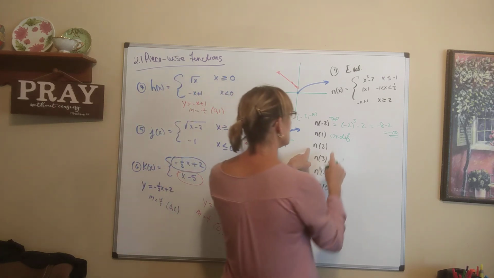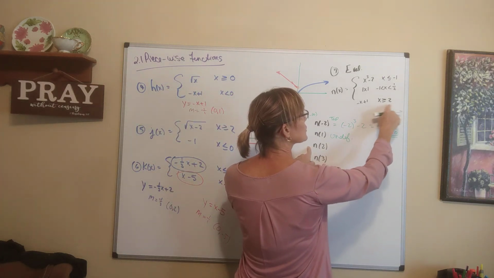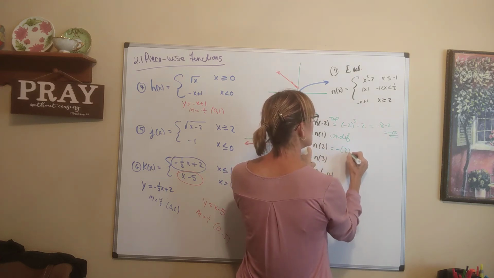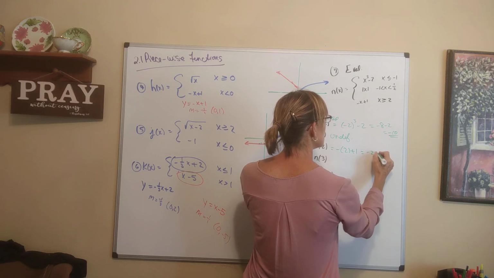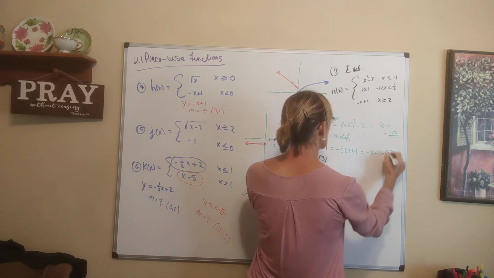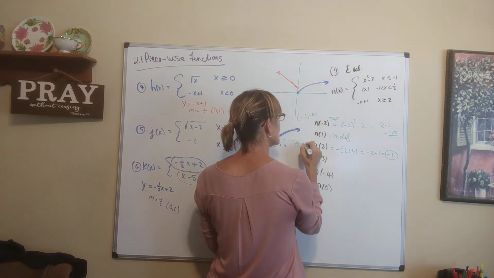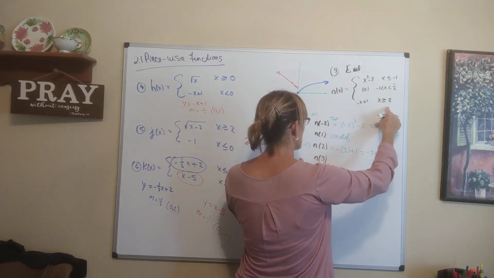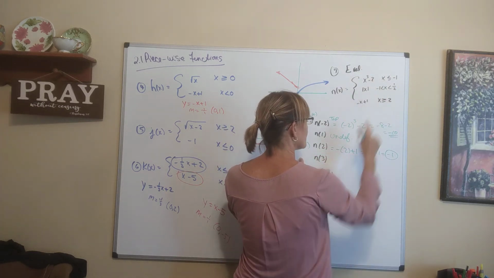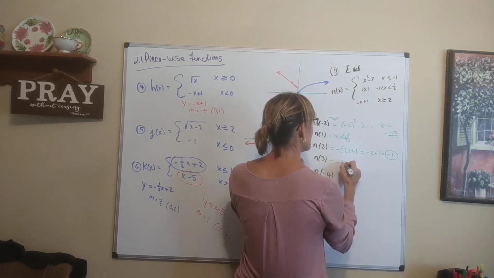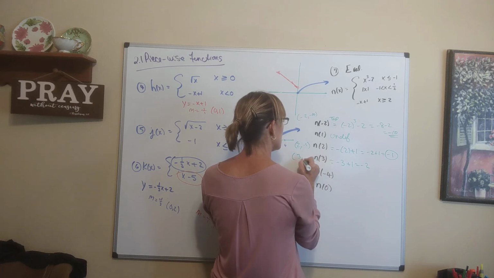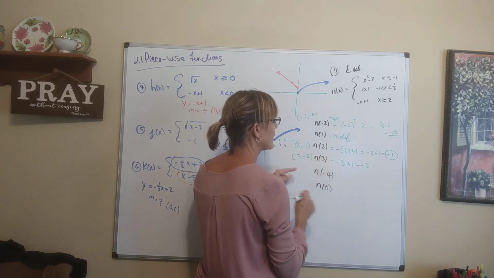What about n of 2? Here, x equals 2. It goes in this piece, the bottom piece. Negative 2 plus 1 is negative 1. So this means when x is 2, y is negative 1. All right, 3. Top, middle, bottom. 3 is greater than 2, bottom. So this is going to be negative 3 plus 1, negative 2. This is the point (3, negative 2) if you were graphing it.